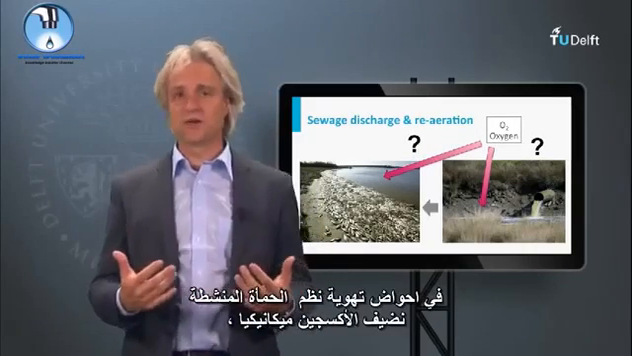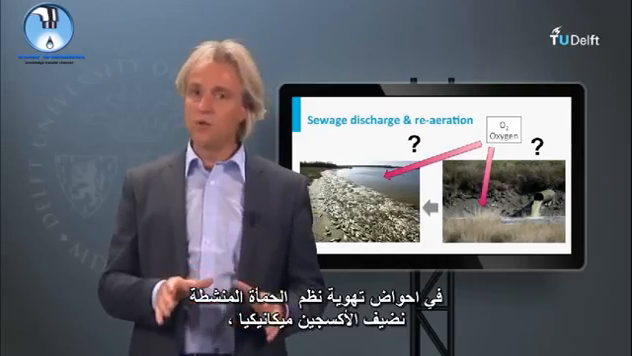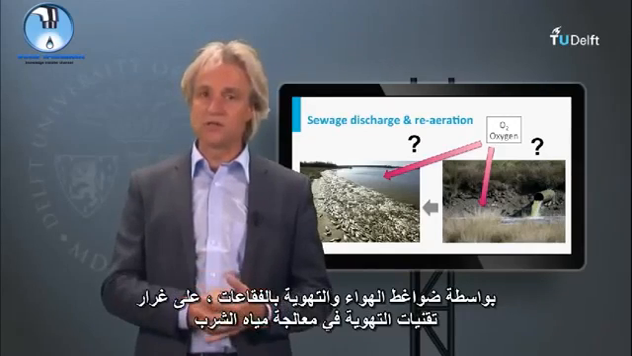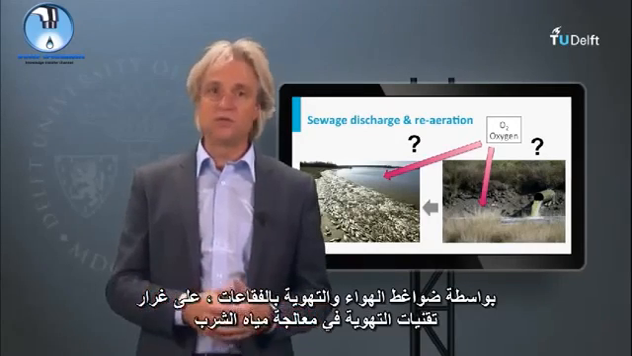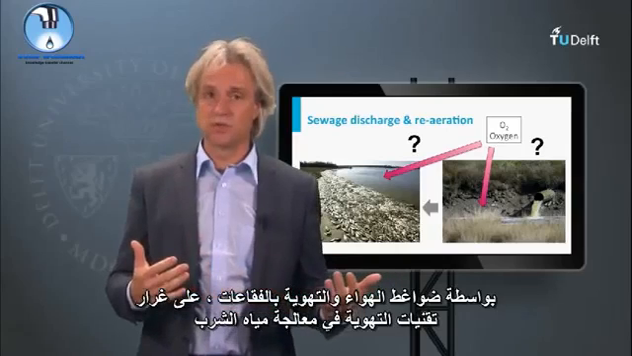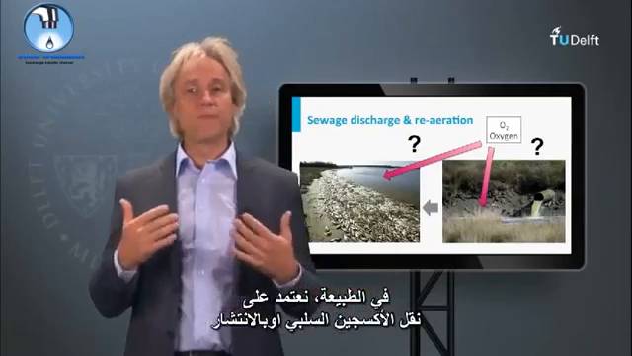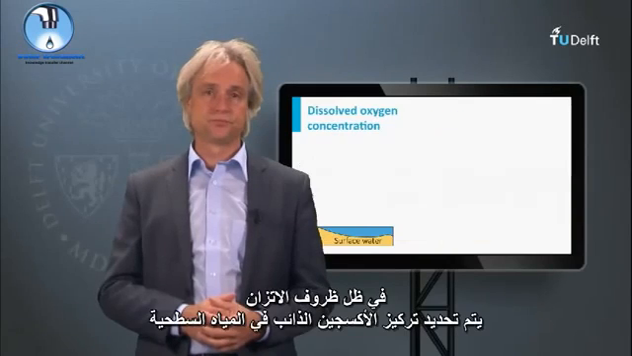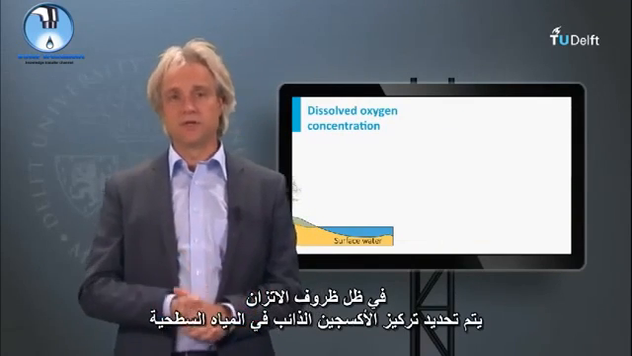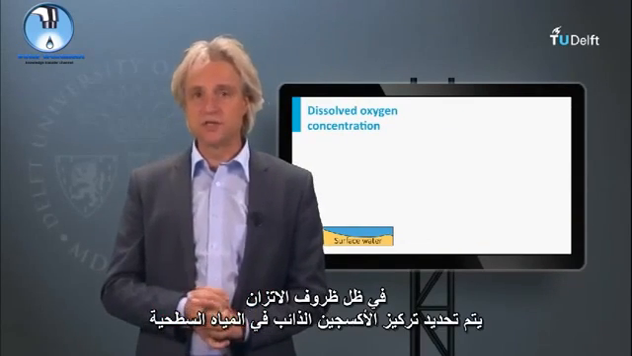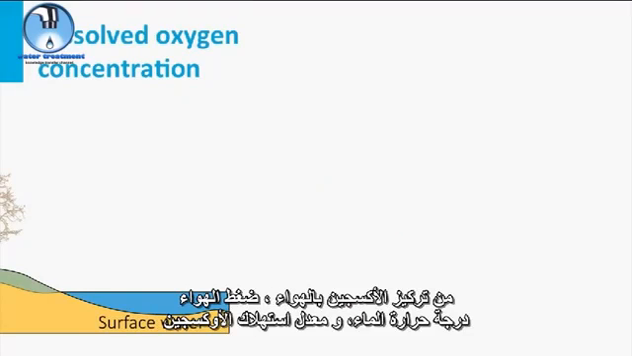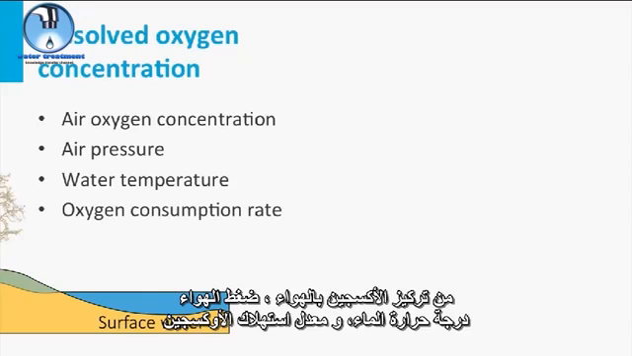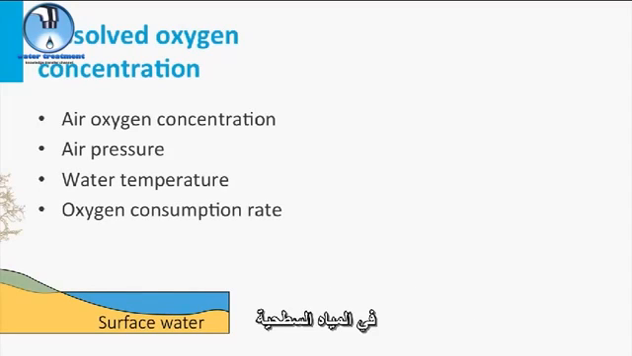In the aeration tanks of activated sludge systems, we mechanically replenish oxygen by air compression and bubble aeration, similar to the aeration techniques in drinking water treatment. In nature, we are dependent on passive or diffusive oxygen transport. Under equilibrium conditions, the dissolved oxygen concentration in surface water is determined by the air oxygen concentration, the air pressure, the water temperature, and the oxygen consumption rate in the water body.